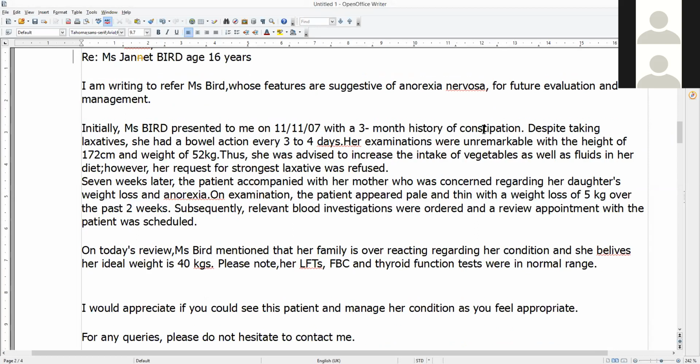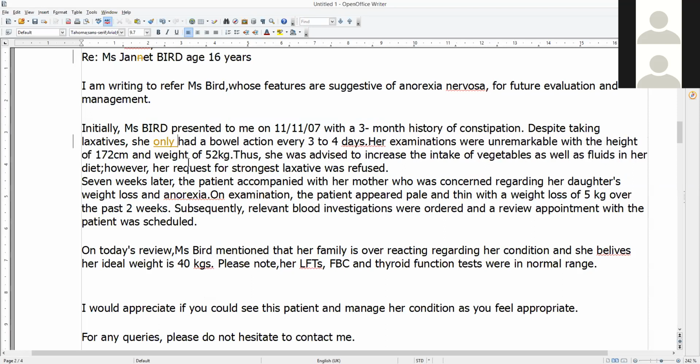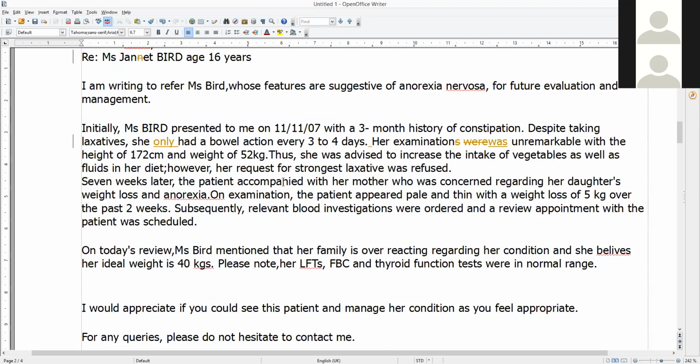Miss Bird, don't know why that's in capitals. Presented to me with constipation and laxatives. She had a bowel action only. She only had, because it's an exception, she only had a bowel action every 3 to 4 days. Okay. Her examination was remarkable. With the height, well, with a height or her height.